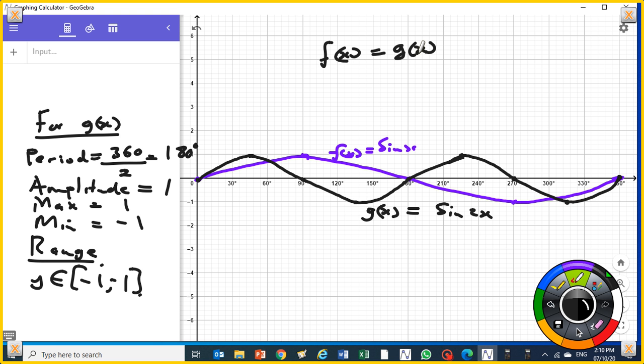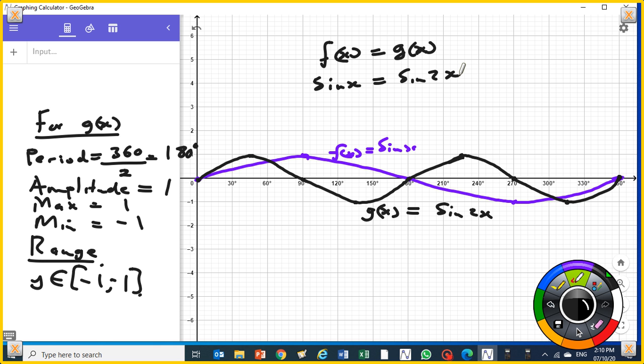So the question will be, for what values of x is f of x equal to g of x? Now you can also use your knowledge of equations. Remember, what is your f of x? It's sine x. What's your g of x? Sine 2x. Then you bring in the general solution.